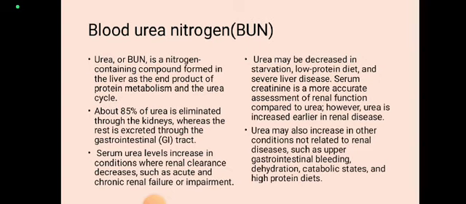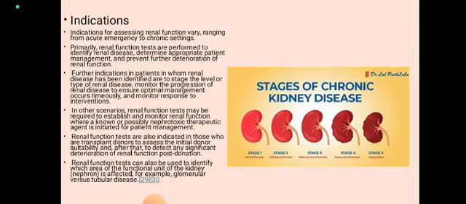Serum creatinine is a more accurate assessment of renal function compared to urea. So urea is increased earlier in renal disease, so it is a good parameter for detecting a disease of the kidney. Urea may also increase in other conditions that are not related to renal disease. That can be gastrointestinal bleeding, dehydration, high protein diets, etc. So this is all about blood urea nitrogen or BUN.